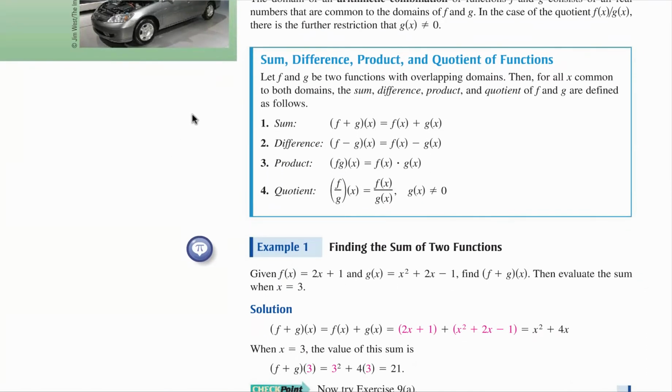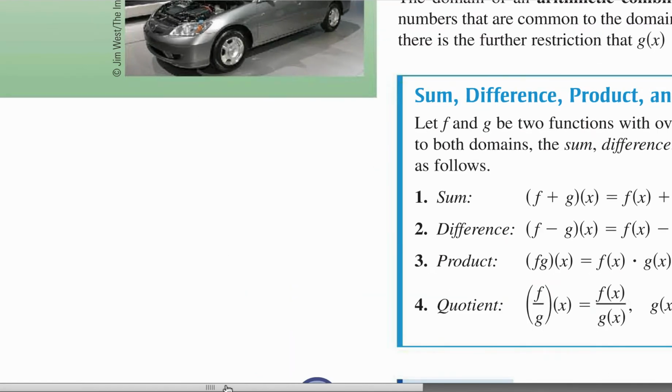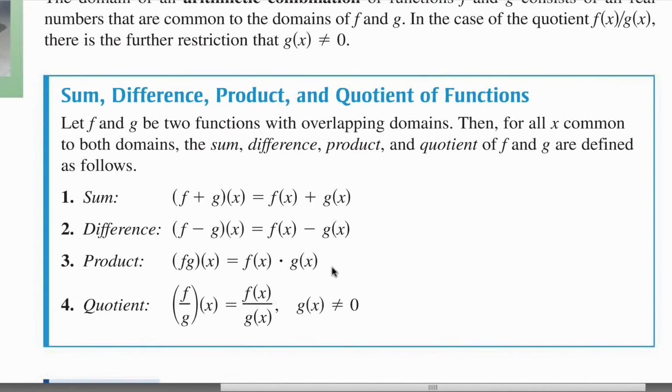When we talk about a sum, difference, product, or quotient, the sum simply means adding two functions together. What you need to be familiar with is the notation of how this works. So let's go ahead and zoom in here. When you add two functions together, this is a notation you need to be familiar with. F plus g in parentheses, and then x in parentheses, which can also be written as f of x plus g of x. Difference notation is f minus g in parentheses, followed by x, or f of x minus g of x.